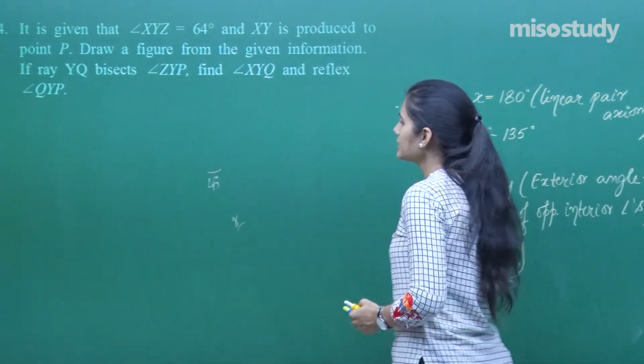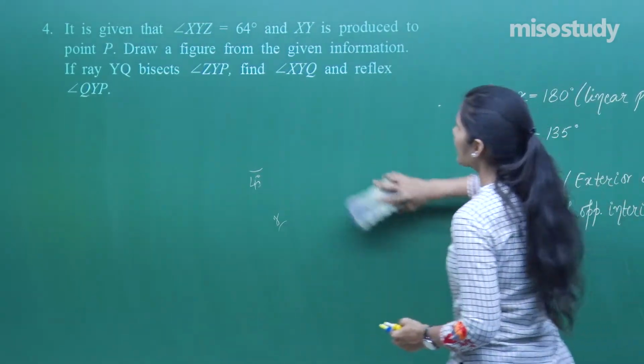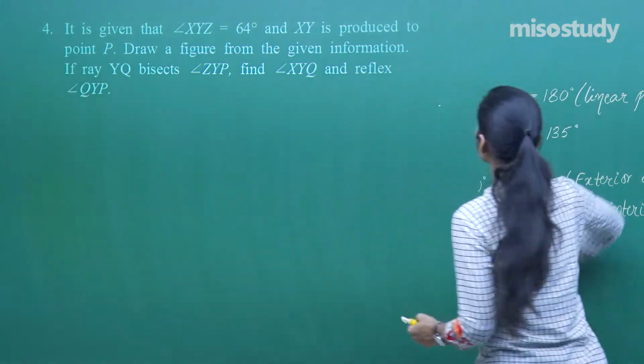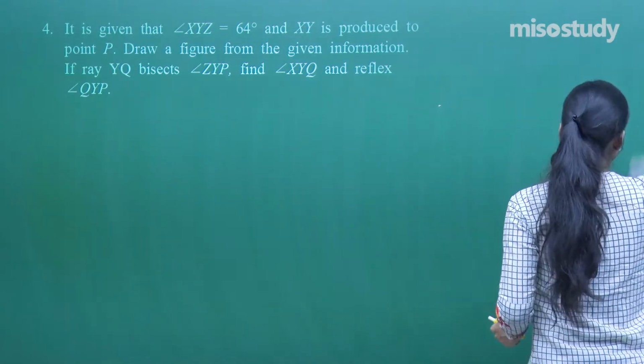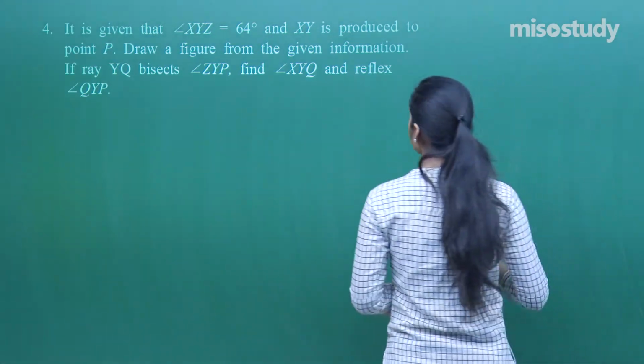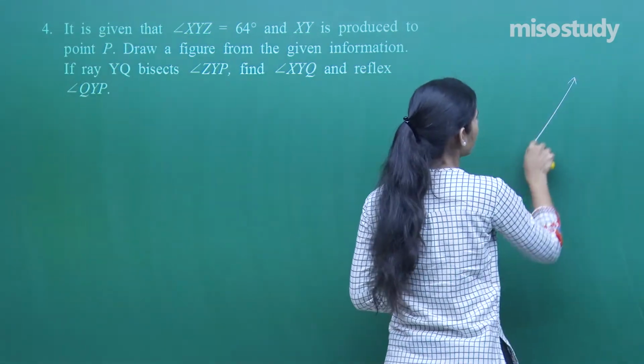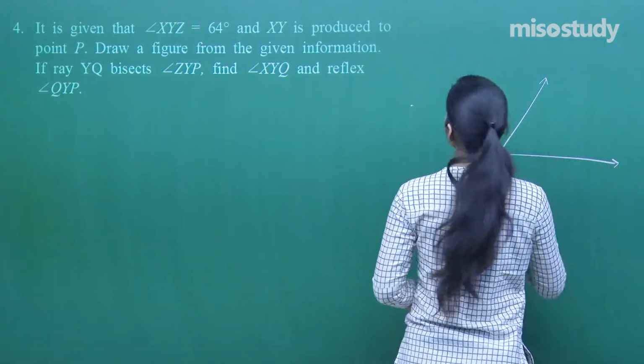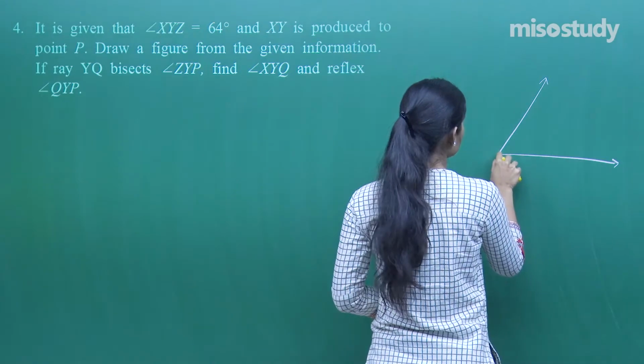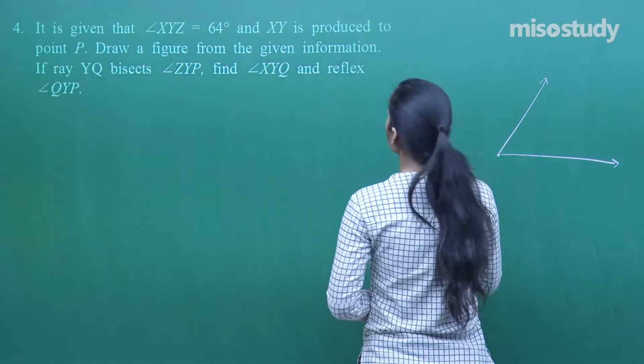It says that there is an angle, namely angle XYZ, given to you as 64. The diagram is not given, there is some angle given to you as 64. XY is produced to point P.